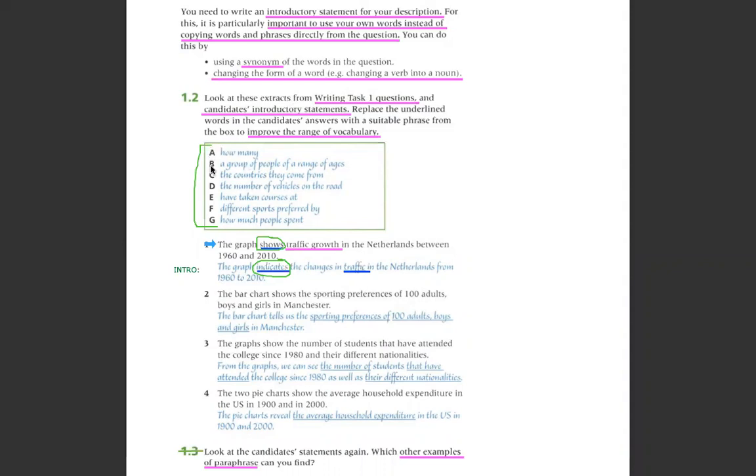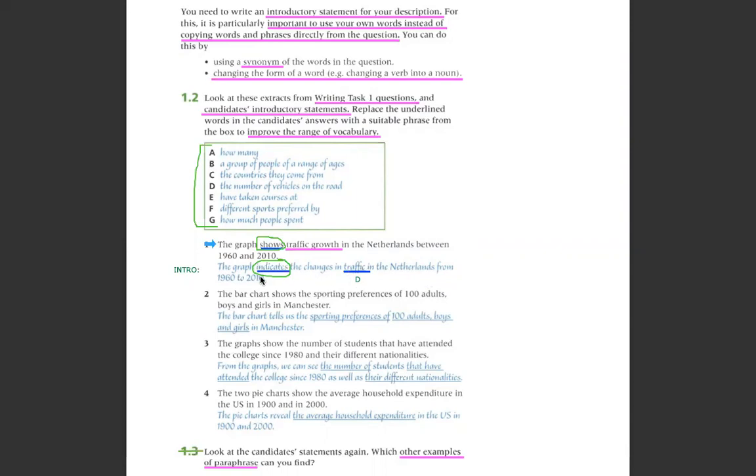Remember, you're just looking for the letter of the paraphrase for the word traffic. So the graph indicates the changes in what in the Netherlands from 1960 to 2010. All right, D is correct. So instead of saying the word traffic, we want to use a different phrase. We say the number of vehicles on the road.